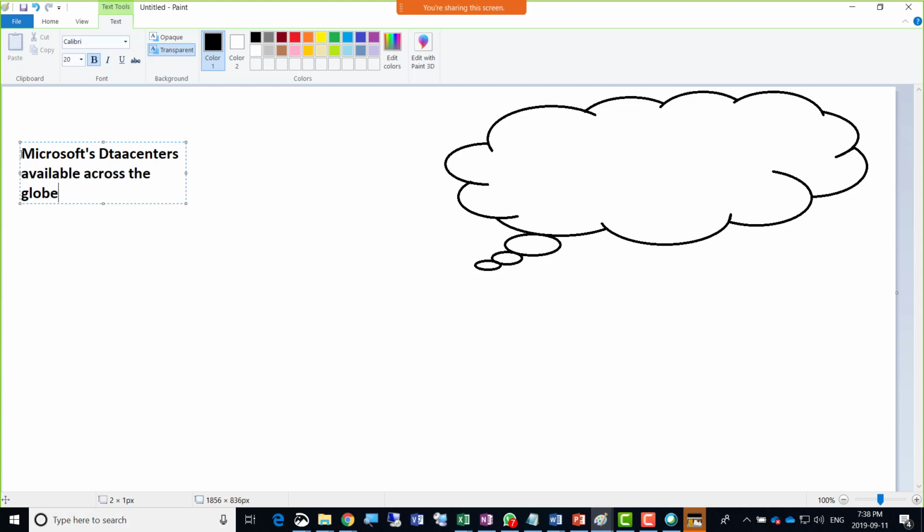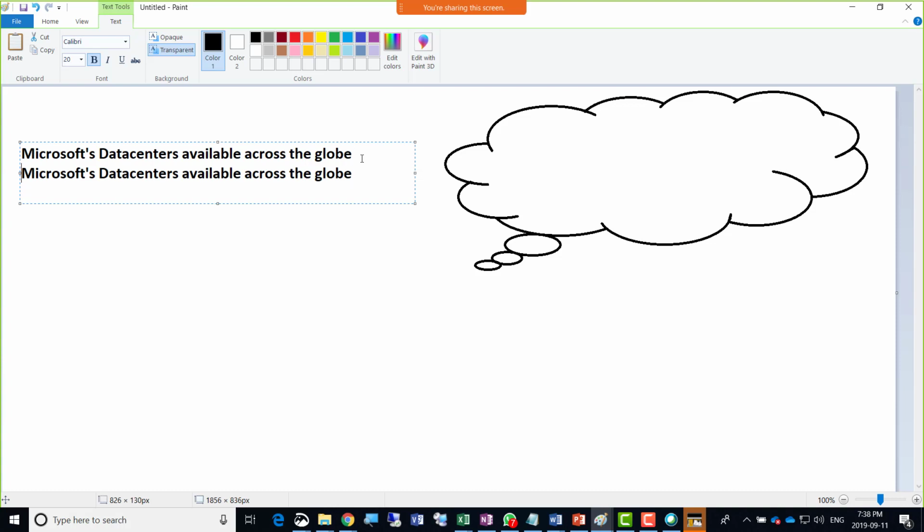Not just one globe, yeah. So across the globe. Now those data centers, and it is not data, it's data centers. So those data centers can be rented. Now Microsoft has data centers across the globe. I can say that obviously for all three major cloud vendors.